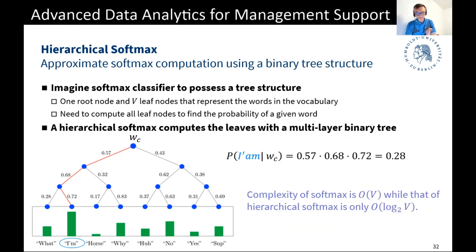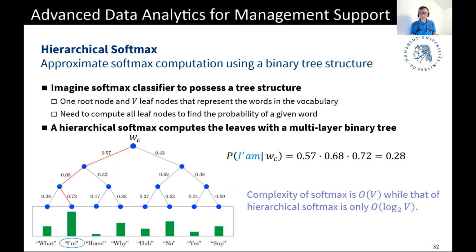In hierarchical softmax, we change the way we compute this tree. More specifically, we compute the leaves in our tree, which are the word probabilities given an input word, which is WC in my notation. WC is our input word. All the other words in our vocabulary can appear in its context. And we compute these probabilities using a multi-layered binary tree.